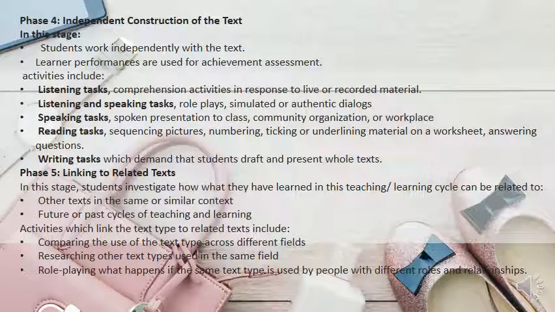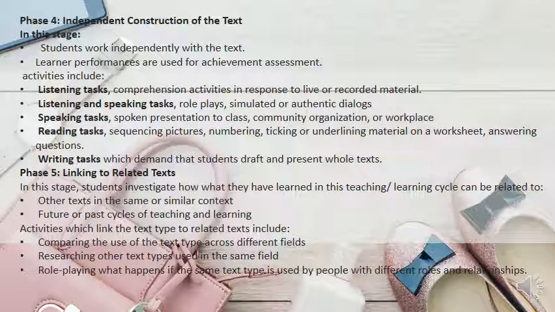Phase 4. Independent construction of the text. In this stage, students work independently with the text. Learner performances are used for achievement assessment. Activities include listening tasks, such as comprehension activities in response to live or recorded material.